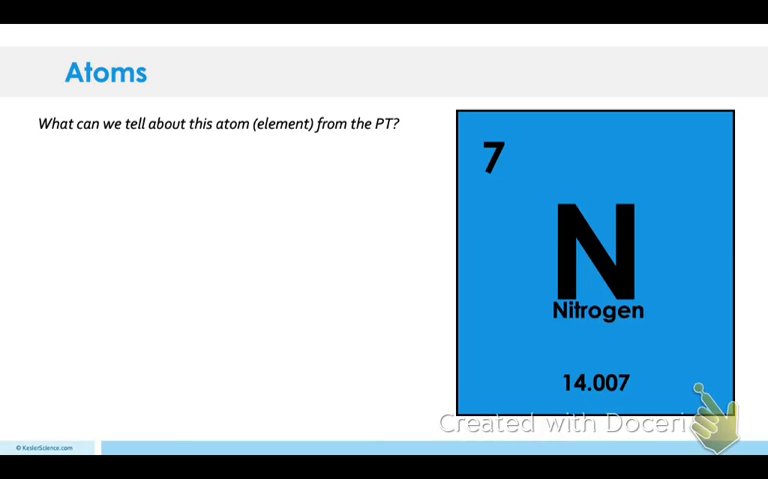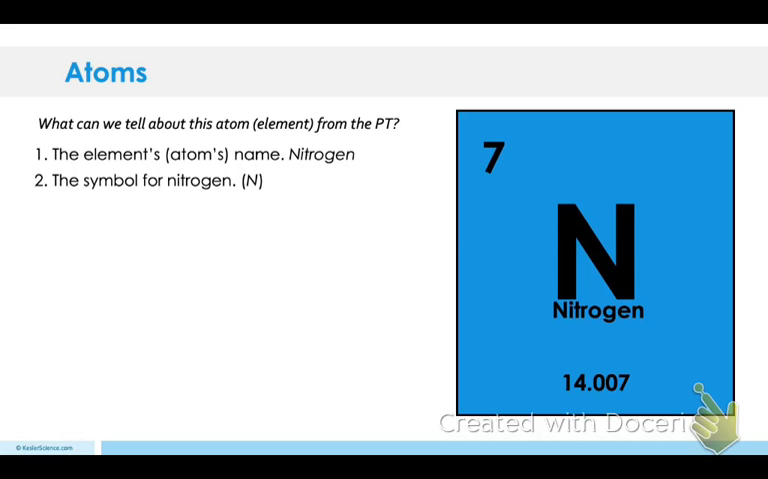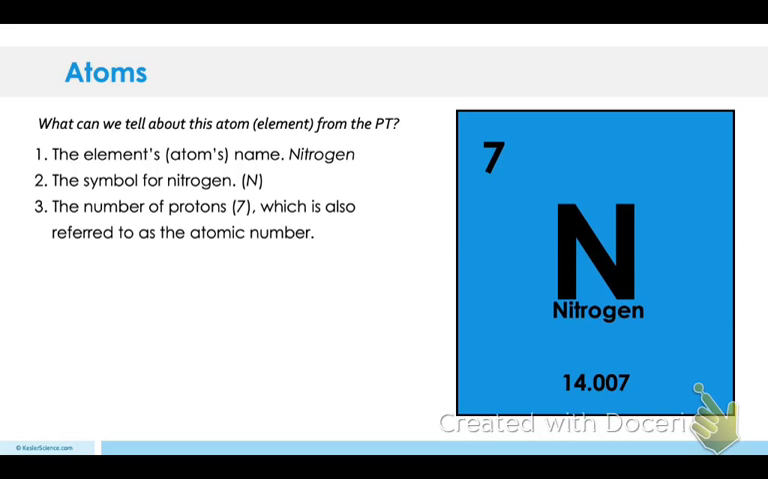Alright, so what can we tell about this atom or this element from the periodic table? We know its name, which is nitrogen. We know the symbol, which is N. We're going to label the atomic number and the atomic mass. So, the element's name, nitrogen. Obviously, you guys can see that. And you guys can see the symbol for nitrogen is N. The number of protons is also referred to as the atomic number.